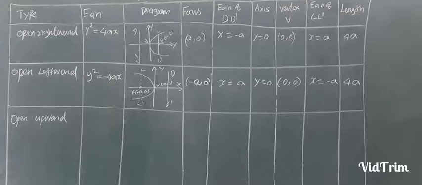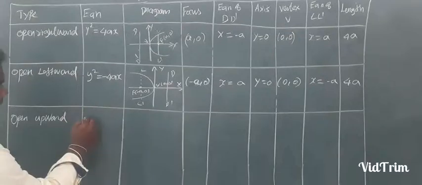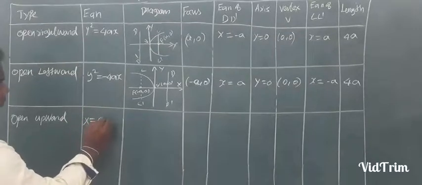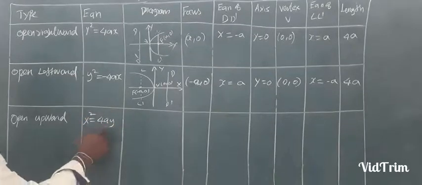Third type, open upward. The equation depends on y and y dash. So we have x squared equals 4ay.